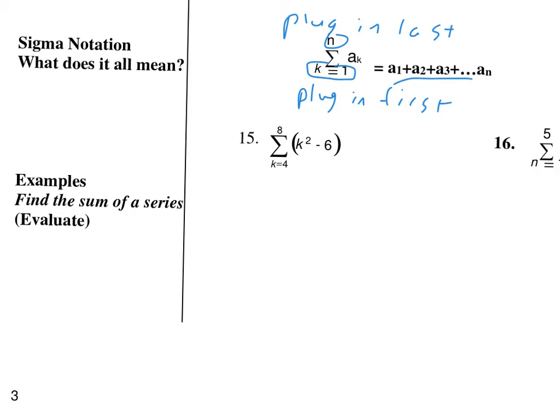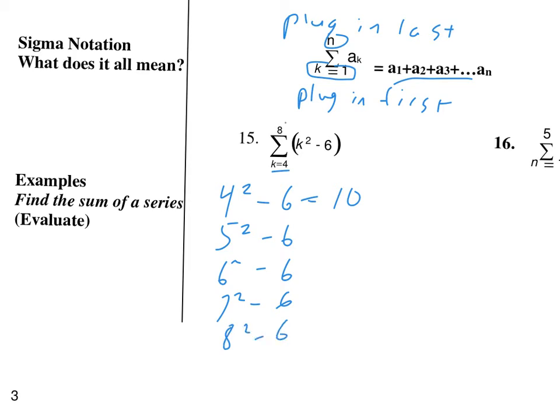So on number 15 here, I'm going to plug in the 4 first. So I'm going to do 4 squared minus 6. So that's 16 minus 6 is 10. Then I'm going to plug in 5, and I'm just going to keep plugging in until I get to 8. And how do I know to stop at 8? Because that's what the last number is. So I need to get all of these values.